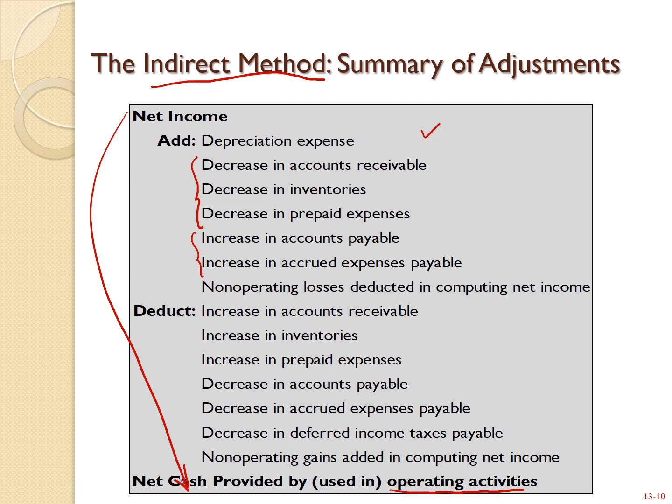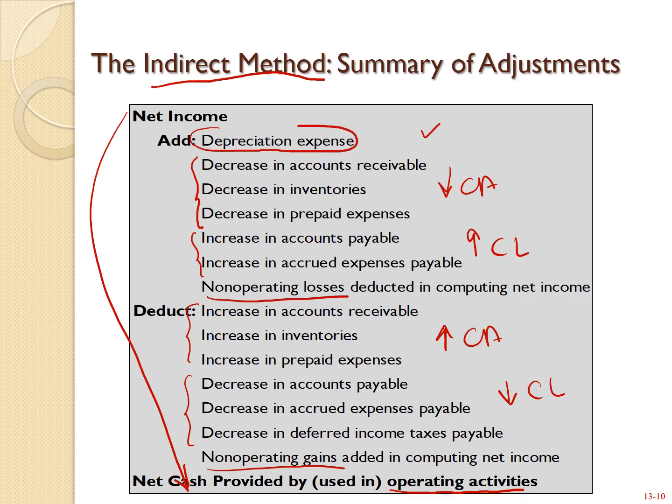As for the decreases in current assets, so this is the reduction in current assets and increase in current liabilities. The opposite applies here. Any increase in current assets should be deducted, and any decrease in current liabilities should be deducted, and the non-operating gains will be deducted, non-operating losses will be added. The only one that doesn't appear in both sections, the add and deduct, is the depreciation expense, which we always add back to net income.